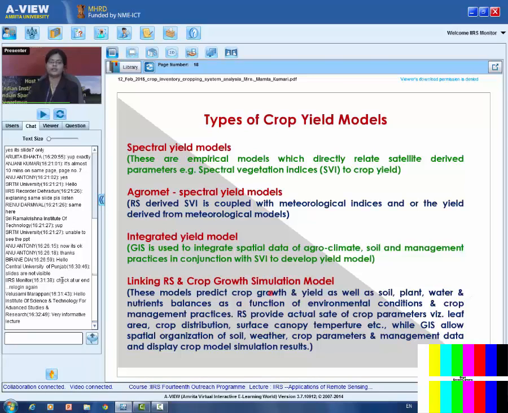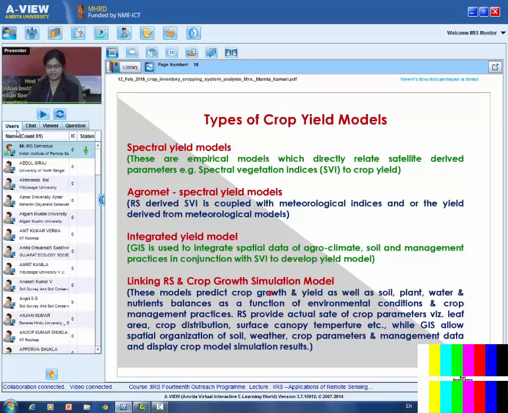Integrated yield model. In integrated yield model, along with the spectral vegetation index and climatic data, we are taking the soil as well as management data also into account. So using the soil data and the climate data, we are developing some agroclimatic index, and then along with this agroclimatic index as well as spectral vegetation index, as per the integration, we are relating this with the yield, and we are developing the integrated yield model.